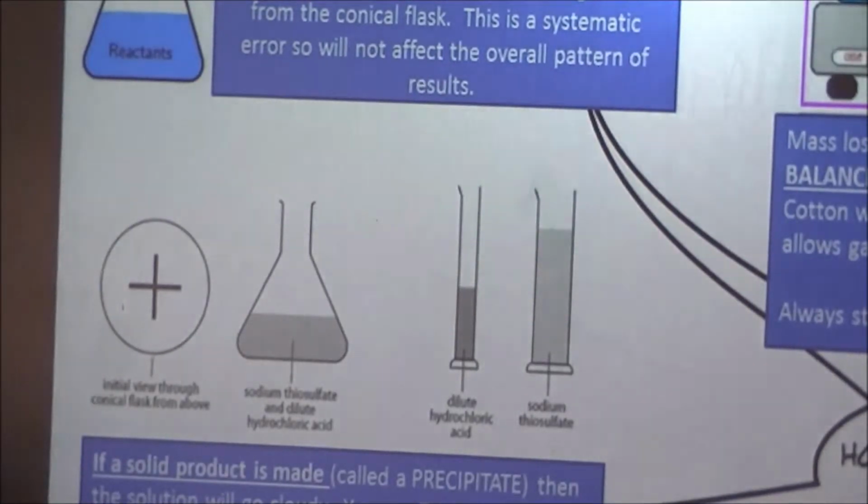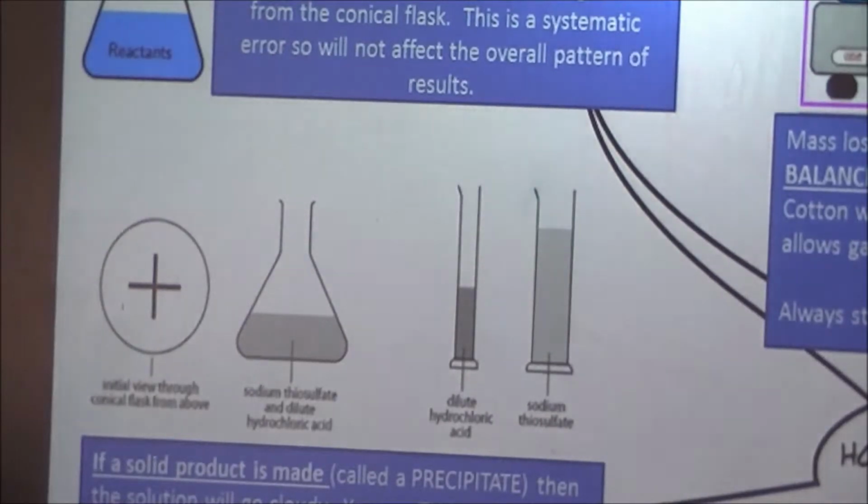That's going to allow us to put that underneath the conical flask and to see whether or not that cross disappears as the reaction happens, if it's to go cloudy. So as soon as you see that equipment, you know it's a reaction where something is going to produce a solid, and that solid is always called a precipitate. Good use of keywords there, it's in the blue box underneath.